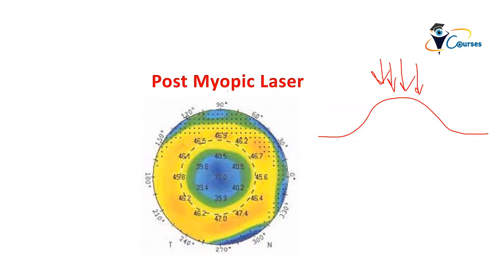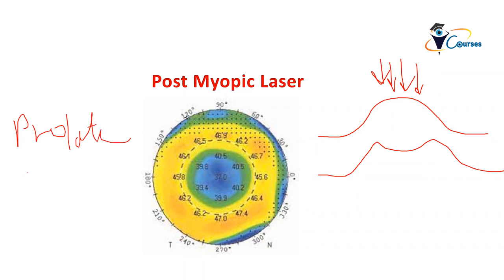So the patient has what's called prolate cornea. Prolate cornea means that the center is steep and the periphery is flat. After the laser, the patient will have his cornea like that, where the center will be less curved than the periphery, and in this case we call it oblate. So this is the prolate, which has the center more curved than the periphery. Oblate means that the center is less curved than the periphery.